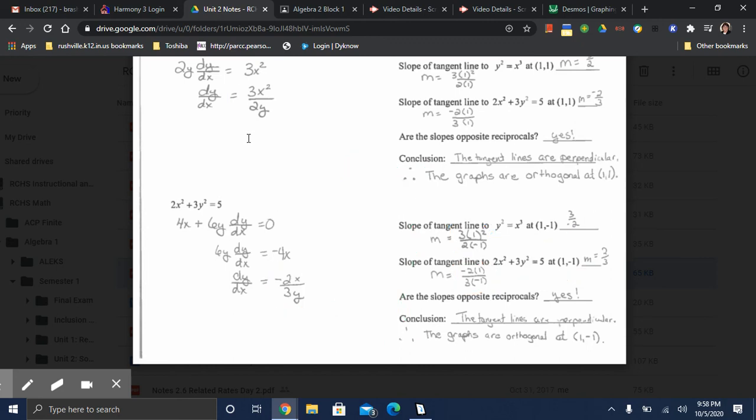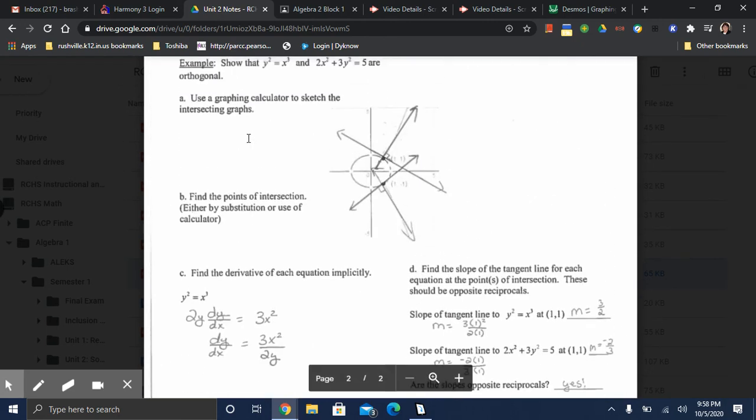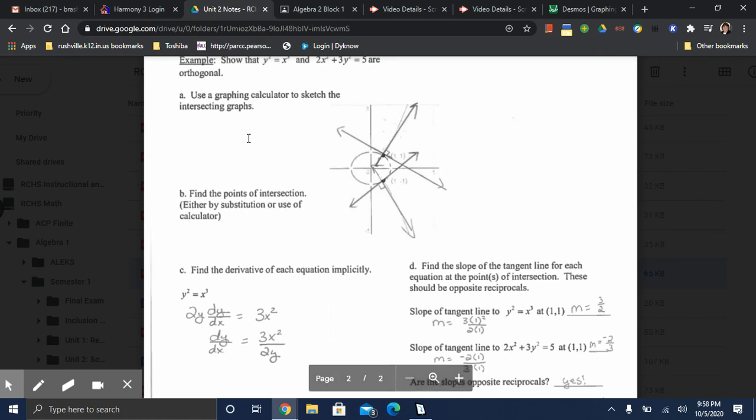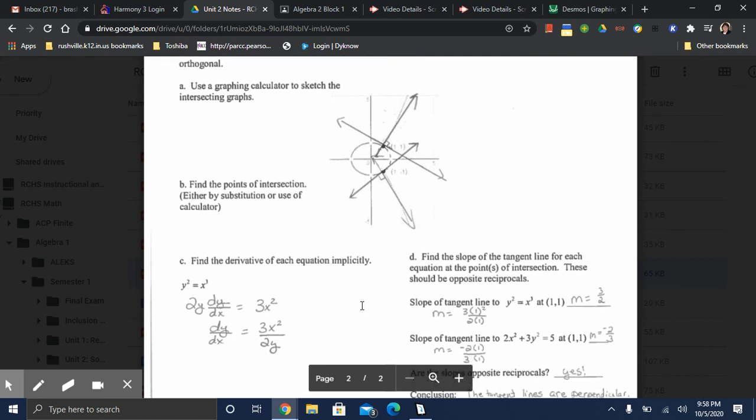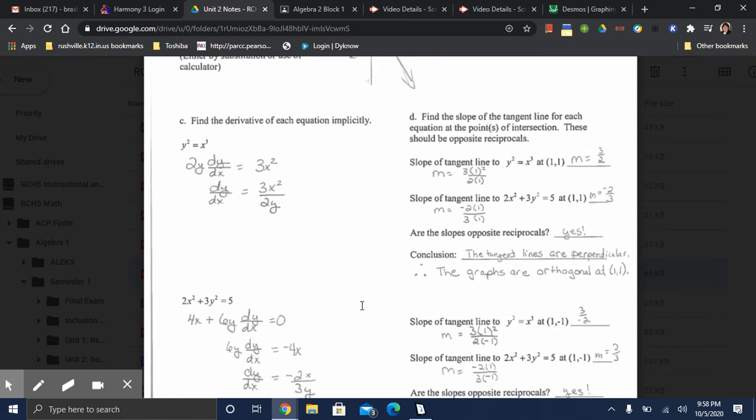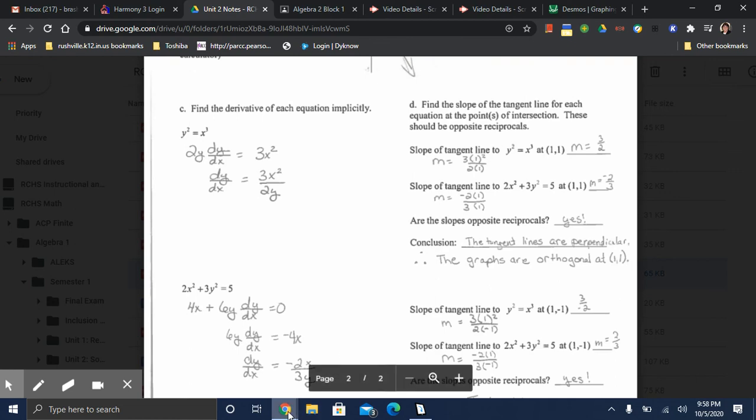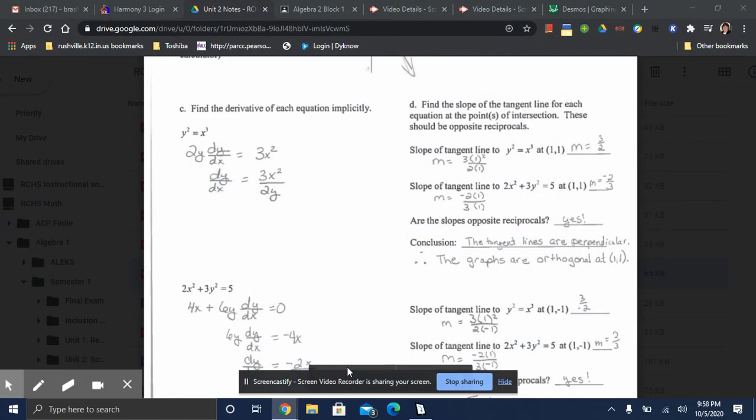I'm going to scroll up and let you see just a little bit of the graph. It was hard to get both graphs to show up, but what you're seeing here are those tangent lines. So the tangent lines are perpendicular to each other, and I have that at both the 1, 1 and the 1, negative 1. So those are your 3 examples, and this implicit differentiation assignment is one that's going to have a lot of algebra for you, so make sure that you get started on that.